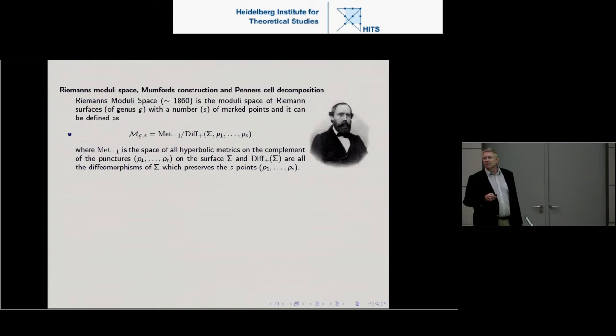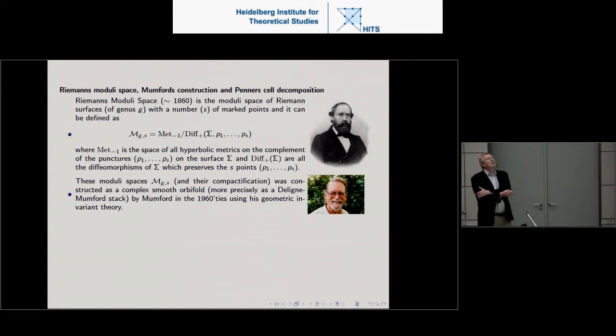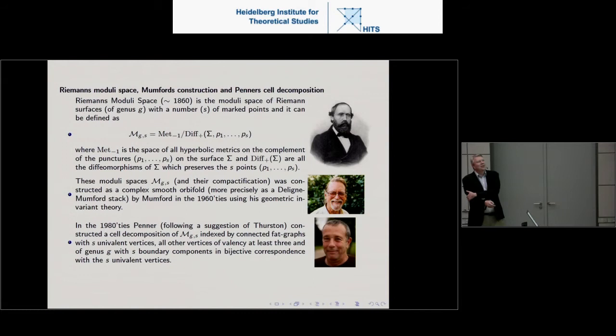It turns out that this moduli space actually has a very nice complex structure. It's a smooth orbifold. This is due to another Fields Medalist, Mumford, who proved that in the 60s. And once he proved that, it focused a lot of attention on these moduli spaces. And a student of Thurston and my friend and collaborator, Bob Penner, in the 1980s found a cell decomposition, a combinatorial description of this moduli space, which is indexed by connected fat graphs with s univalent vertices, all other valences at least three, of genus g, and with s boundary components. These s boundary components are in correspondence with the s univalent vertices.